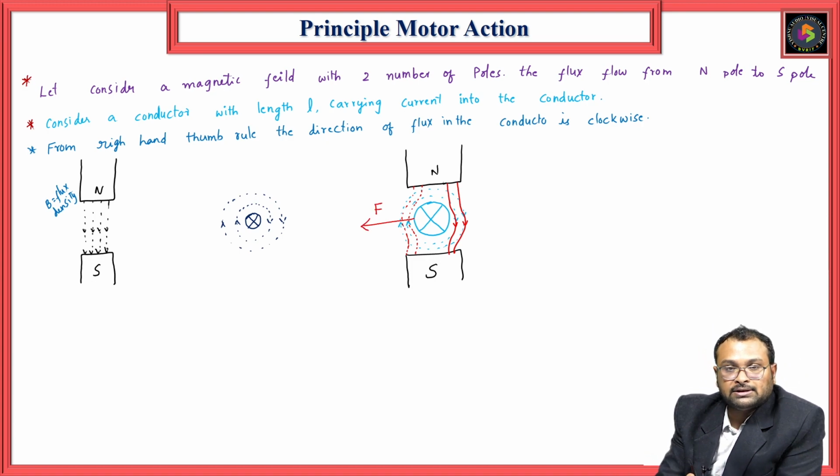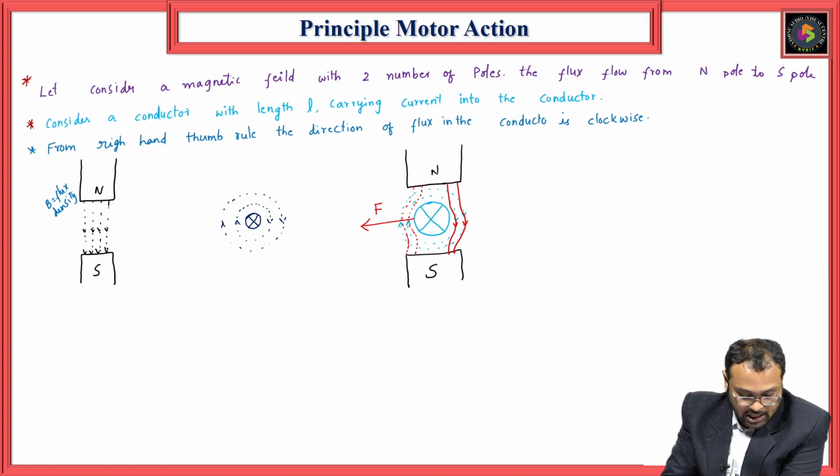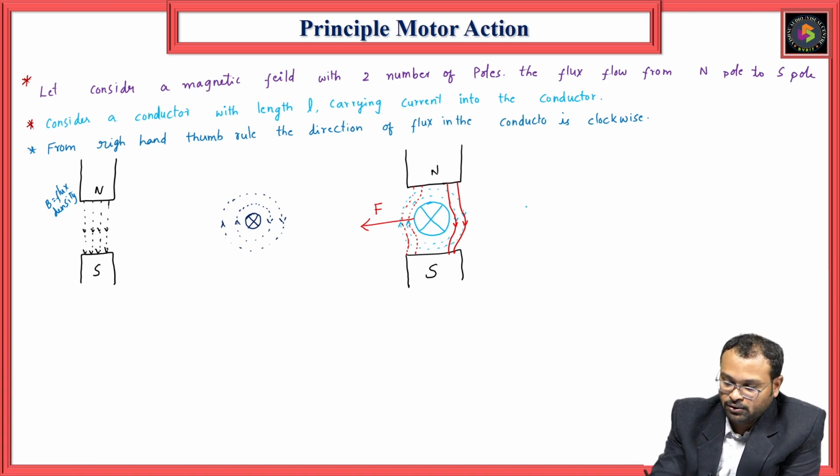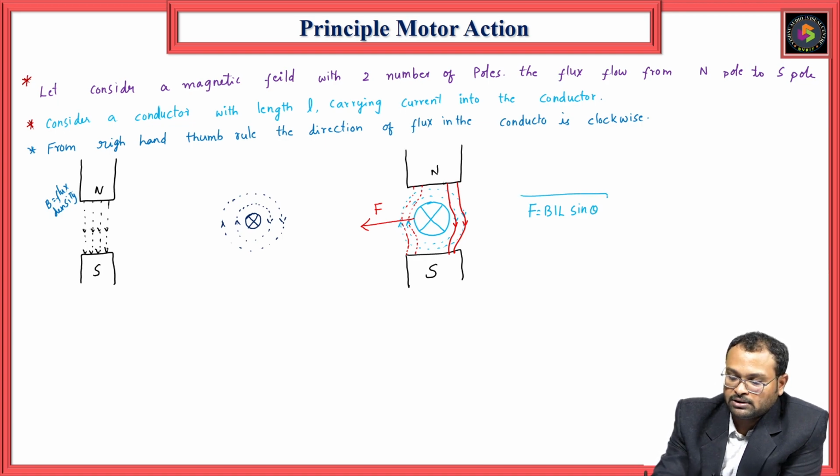So this is what Lorentz is saying: when you keep a current carrying conductor in a magnetic field, it will experience a force. And from the Lorentz Force Law, we know that F is equal to BIL. If it is at some angle theta, then it is BIL sin theta. This is the force experienced by the conductor.